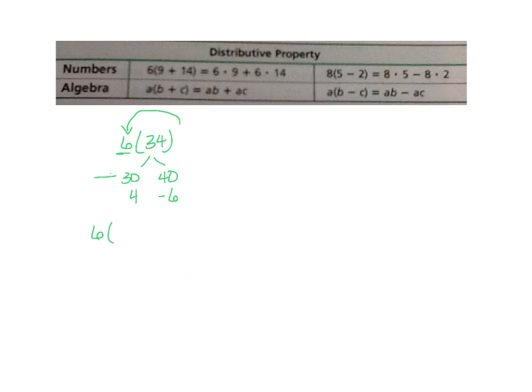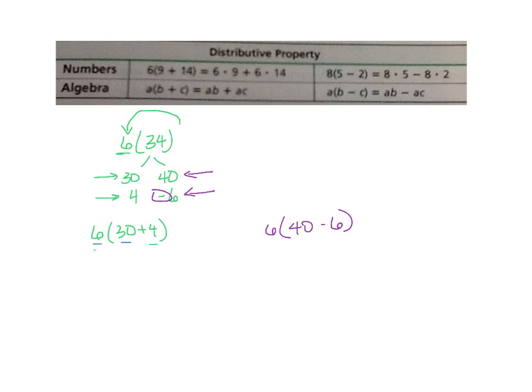The top number is the first term. The bottom number is the second term, and that's a +4, so we put a plus sign. Then we do our second one. Still, the 6 is outside. The top number is our first term. The bottom number is our second term, and remember there's a negative there. So we put -6. And then we have to multiply the 6 by the 30, and then the 6 by the 4.